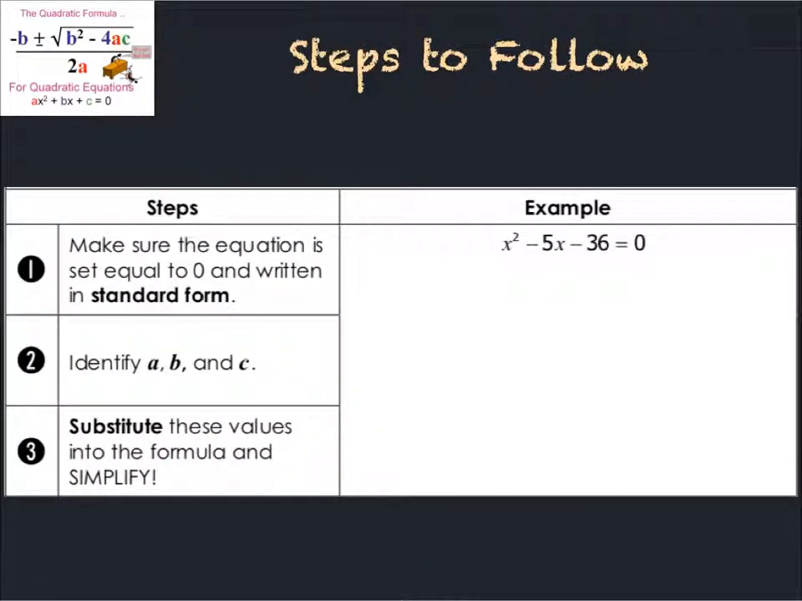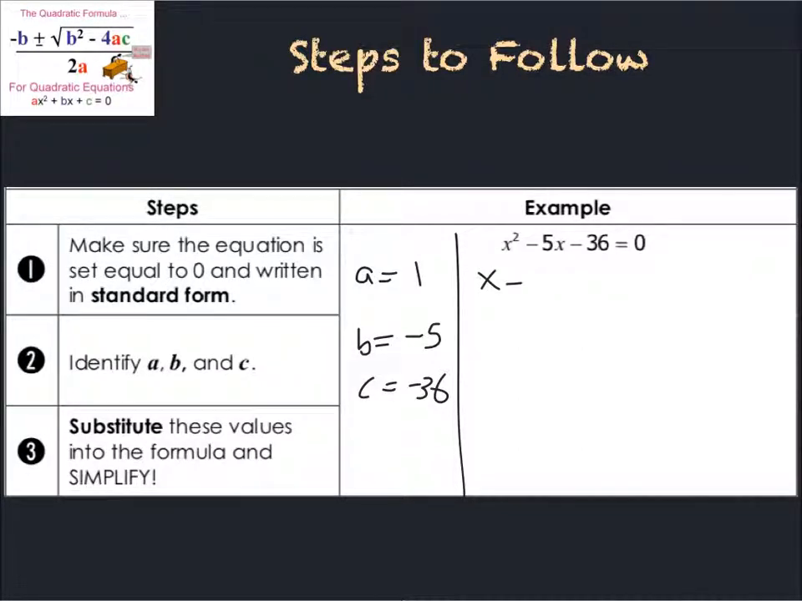So here are your steps. First, make sure that the equation is set equal to 0, or written in standard form. If it's not, make sure you set it equal to 0. Then identify your a value, your b value, and your c value, and substitute them into the quadratic formula. This example equation is already set equal to 0 and in standard form, so you would just identify your a, b, and c. So a equals 1, b equals negative 5, and c equals negative 36. Then you substitute them into the quadratic formula.